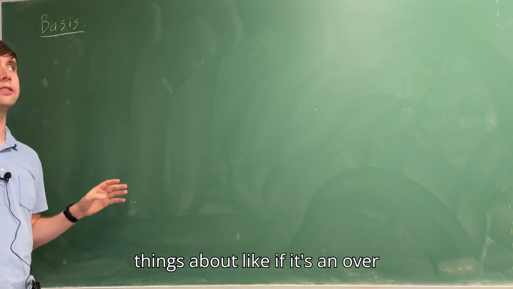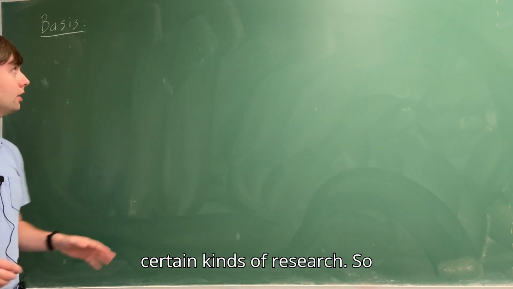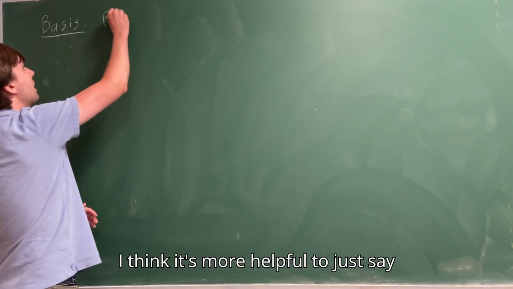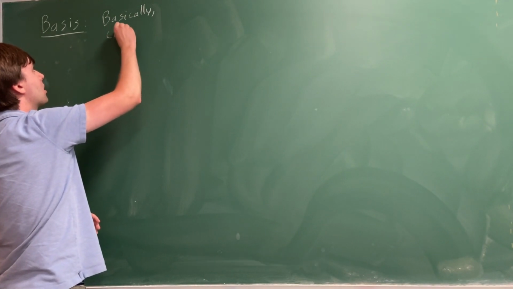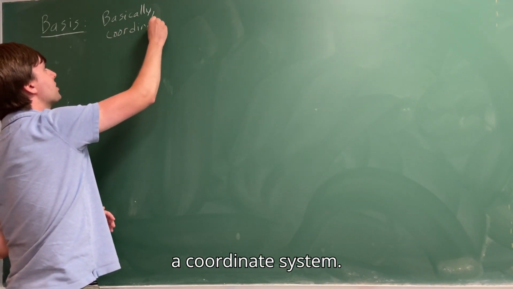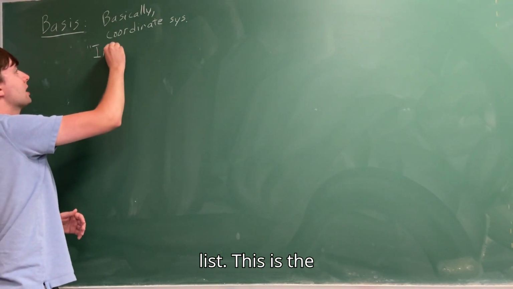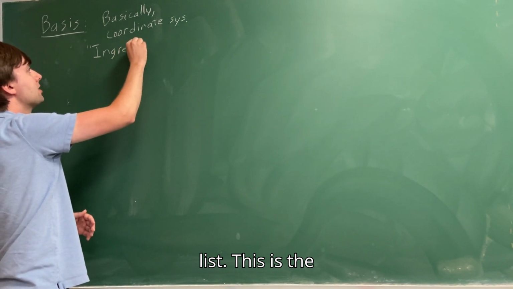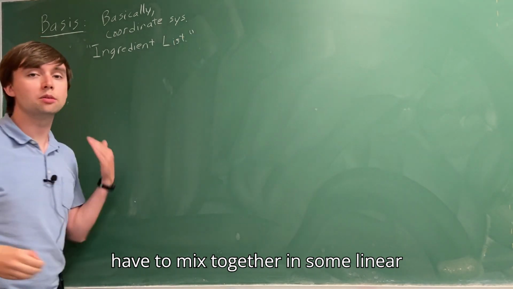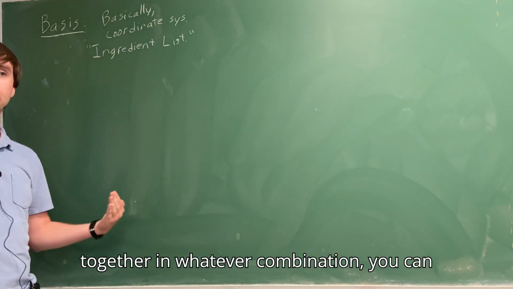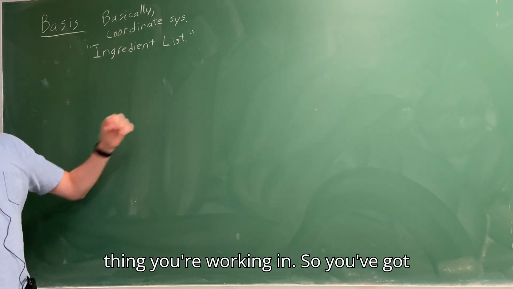There are some things about like if it's an over-complete basis, but that really only comes up if you get very deep into certain kinds of research. So I think it's more helpful to just say that it is basically a coordinate system, or I also like to call it an ingredient list. This is the list of all the essential things you have to mix together in some linear combination, and if you put these together in whatever combination, you can build whatever you want. It's kind of like your periodic table of whatever thing you're working in.